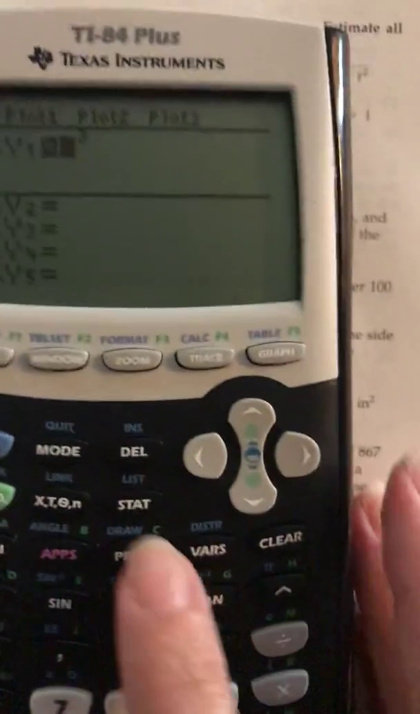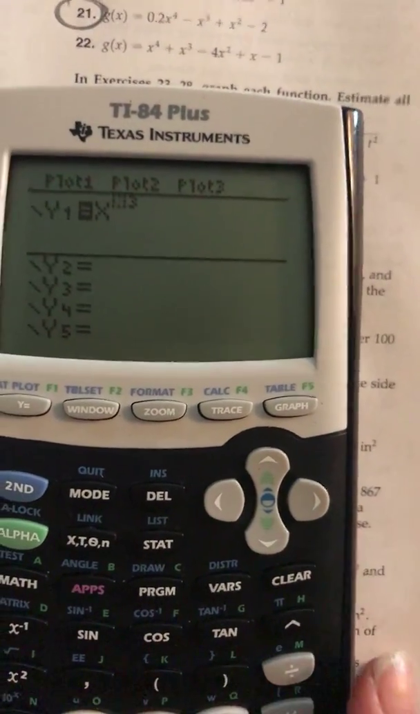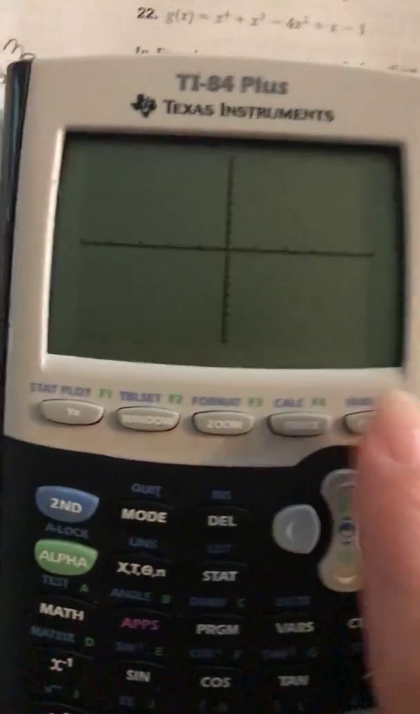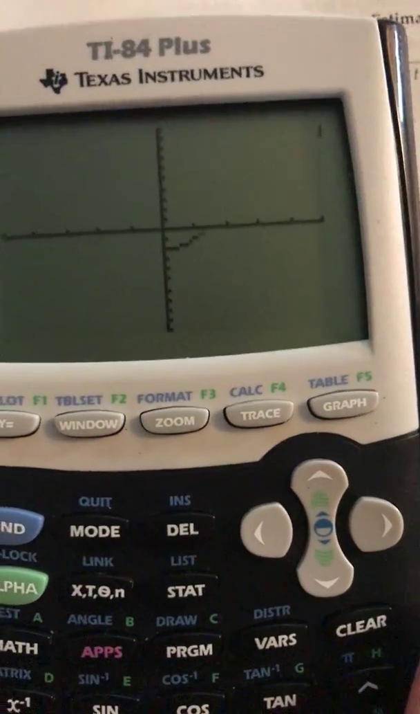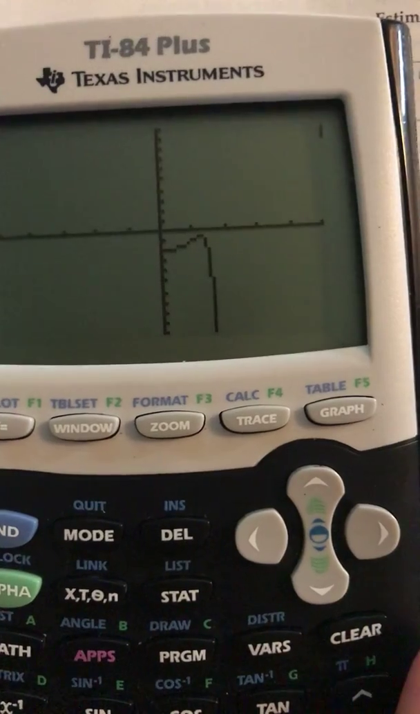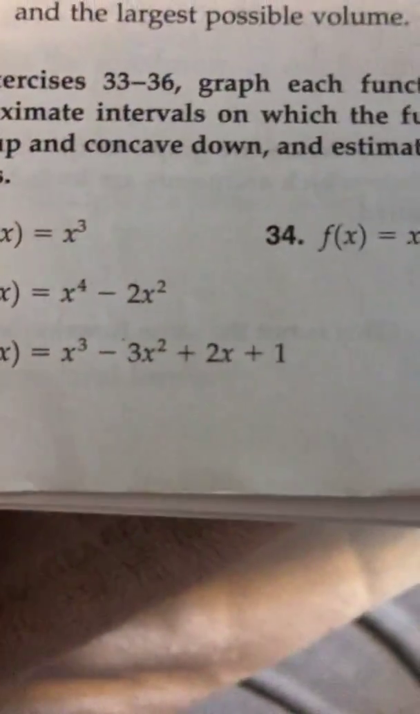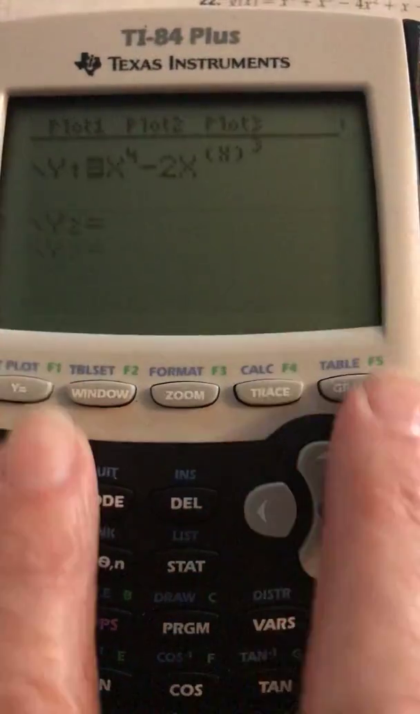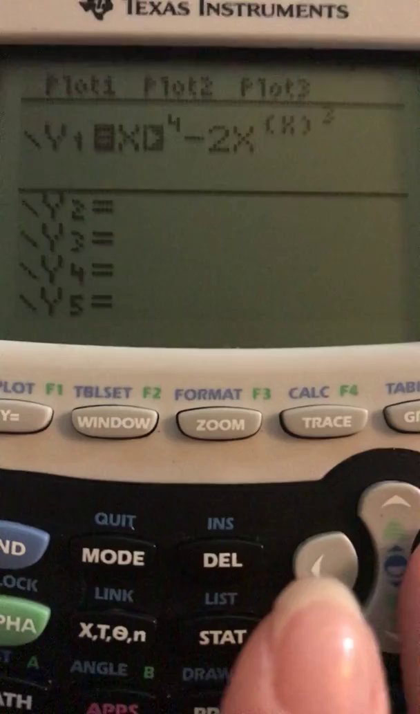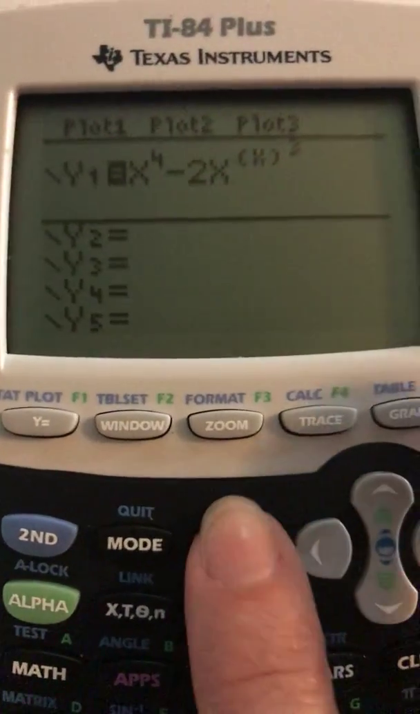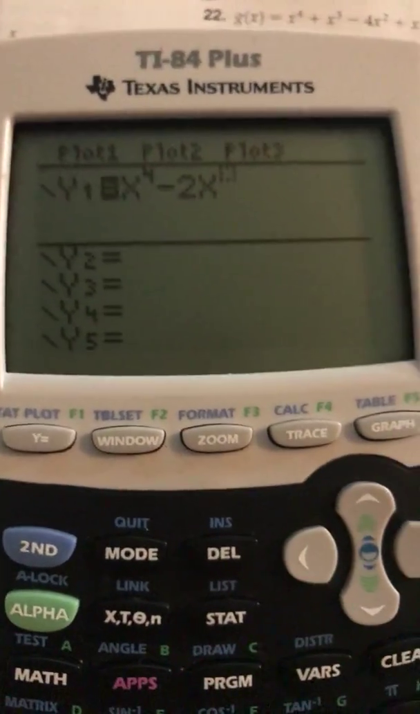It's x to the 4th minus 2x squared. So I'm going to graph it. X to the 4th minus 2x squared. Okay, I had to have done something wrong. That doesn't look right. It's still thinking. Let me make sure. X to the 4th minus 2x squared. X to the 4th, oh, there we go. Minus 2x to the x, that is not right. Delete, delete, delete, and we'll make that squared.